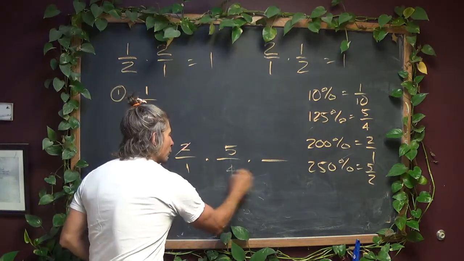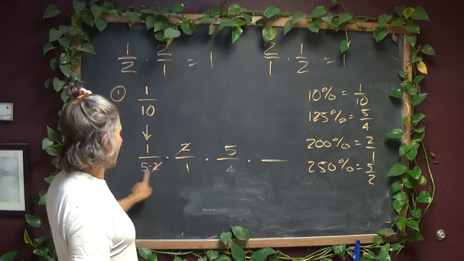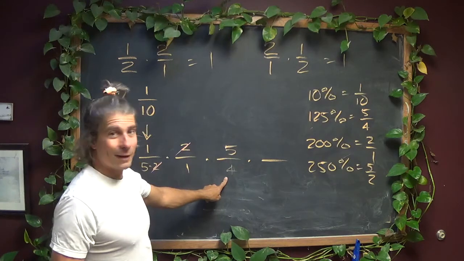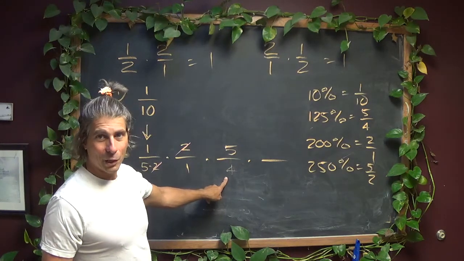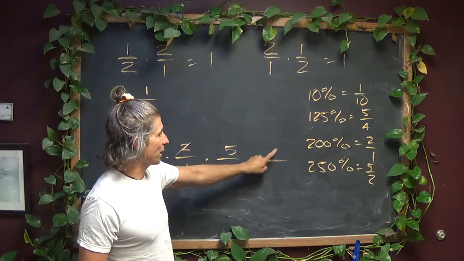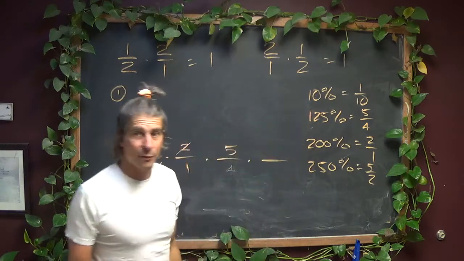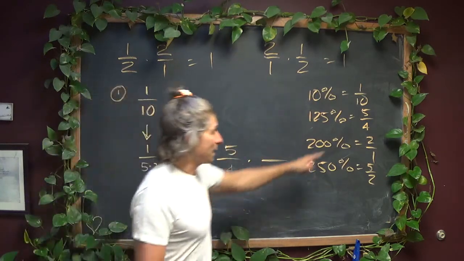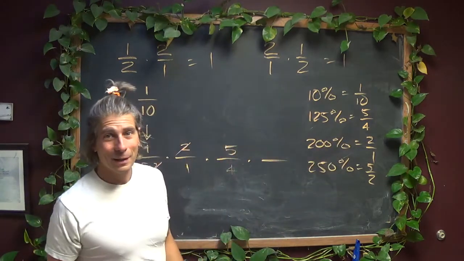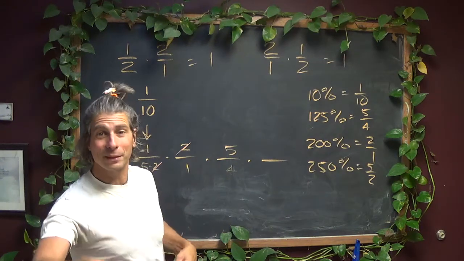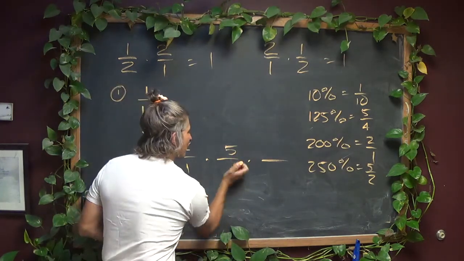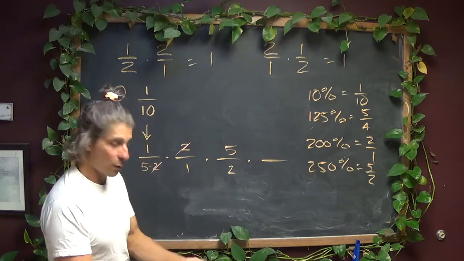If you did 5 over 4, you've gotten rid of the 5s for sure, but now you've created a 4, which means you'd have to cancel it with something with a 4 in the top. Well, you don't have a 4 in the top. You've got 2's in the top, so you'd have to use 2 2's to make the 4. So rather than use 5 over 4, use 5 over 2.